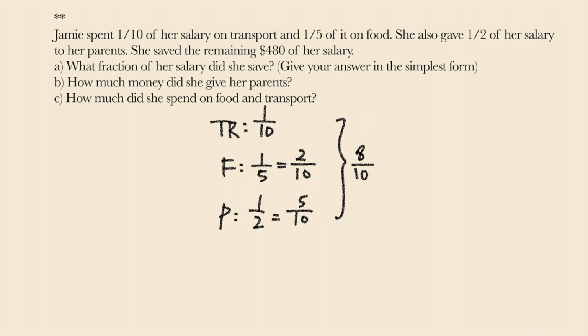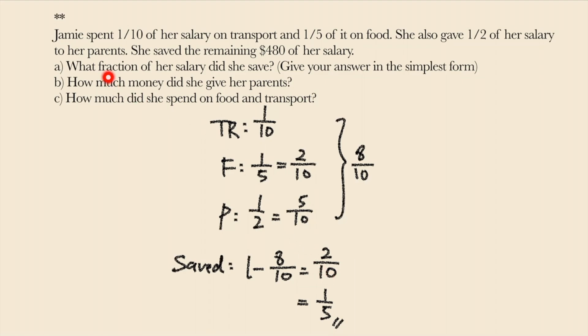Now half of the salary to her parents, so half turns into 5/10. Now if we add them all up, that's 8/10. So what's left? The rest was saved. So hopefully it's obvious that what's saved is 2 out of 10 units. Because this is 8 out of 10, this must be 2 out of 10.